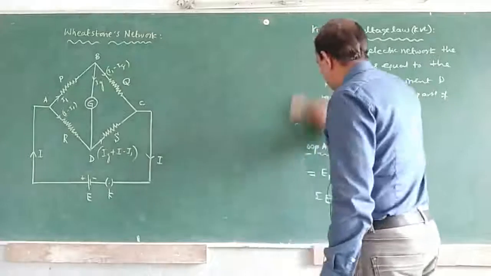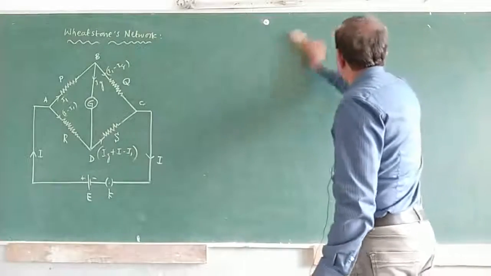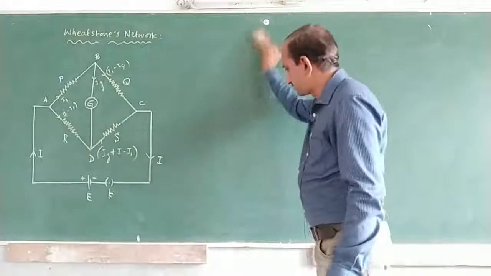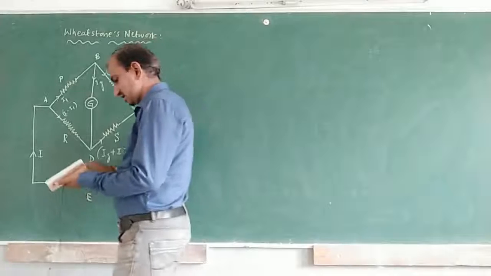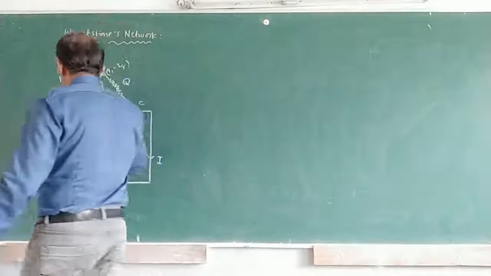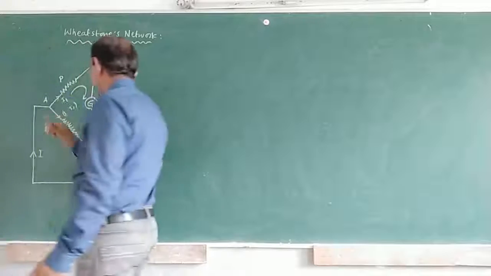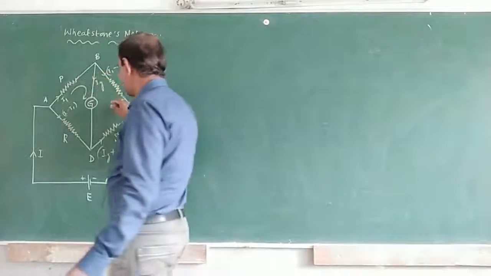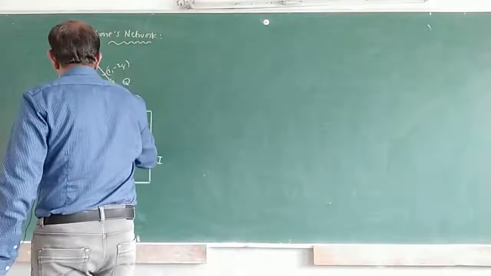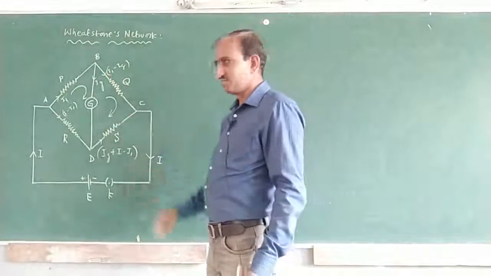See how to find the resistance of a resistor. Now we can apply the Kirchhoff laws of electric network to this electric network. There are two loops here: one loop A, B, D, A, and one more loop B, C, D, B. We can apply Kirchhoff voltage law to these two loops.